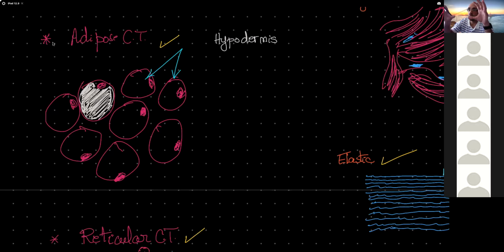What else? I need fat to keep the abdominal organs in their place. So I have it around the abdominal organs, not inside the abdominal organs. I have it around the abdomen, around the abdominal organs, to keep the organs in place.